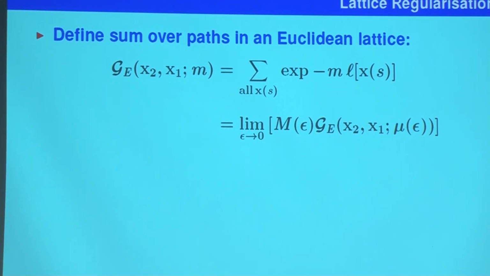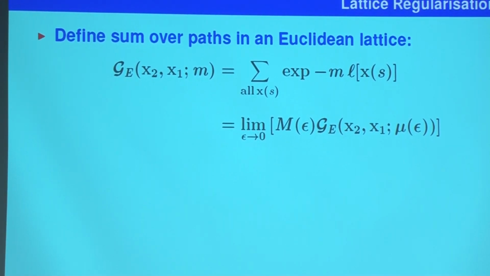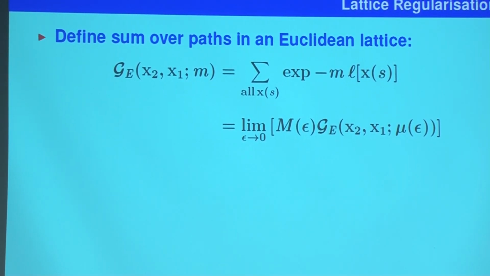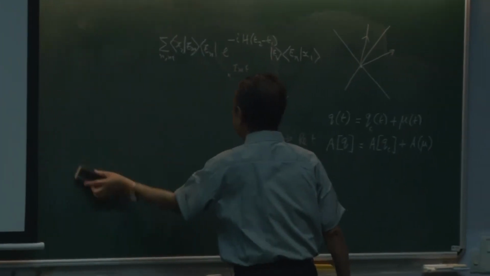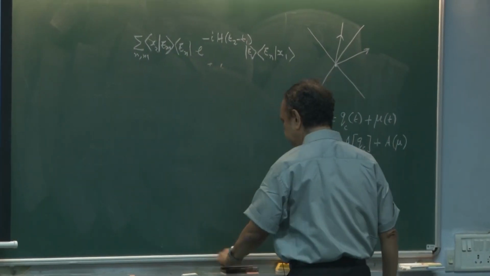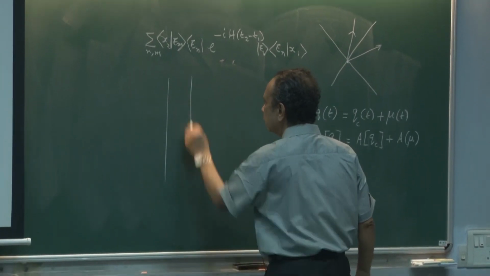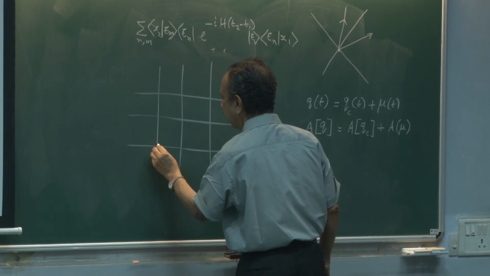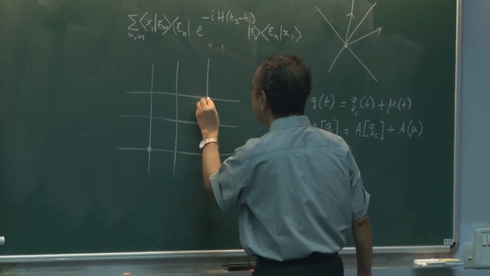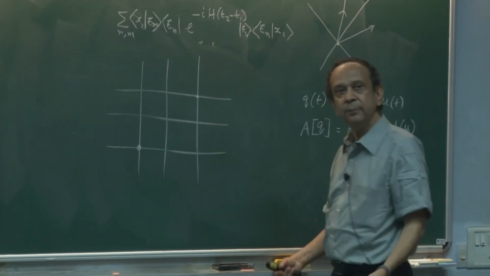So, now you have a Euclidean space, and this is the length of a path connecting one point to another, and the path is parameterized by some parameter s, let us say, and then you have to sum over all the paths. What you do is to introduce a lattice. So, you do something like this. Let me do it in 2 dimensions. So, you introduce a grid, let us say a square lattice, and you say that a particle is propagating from here to here by different paths.